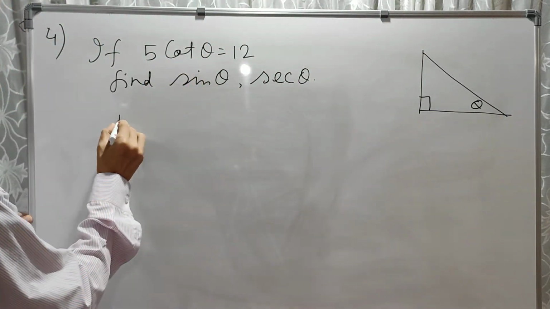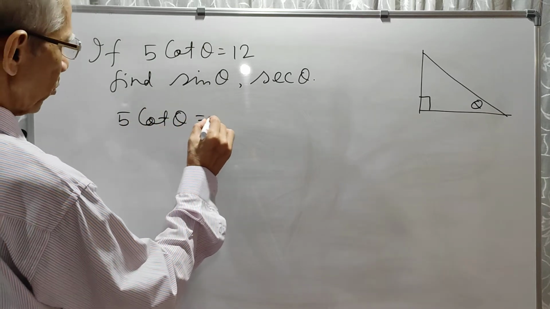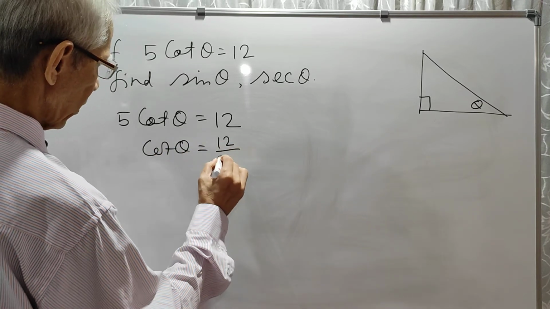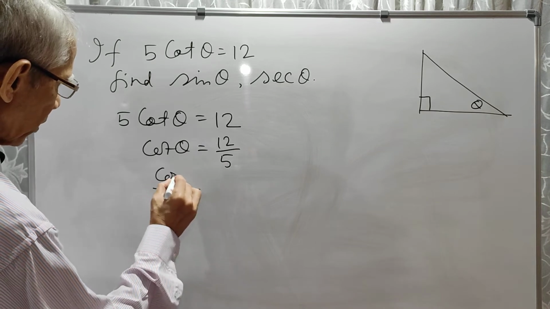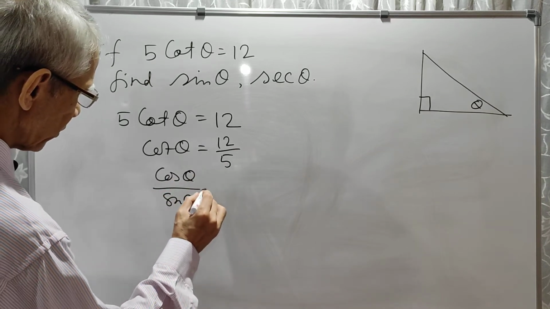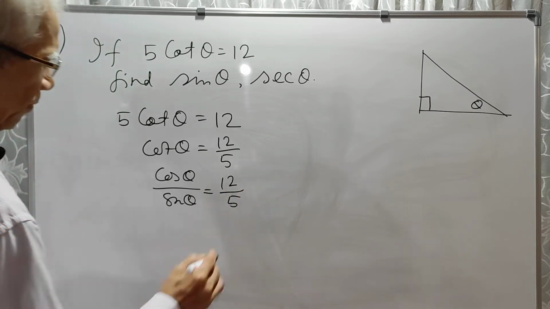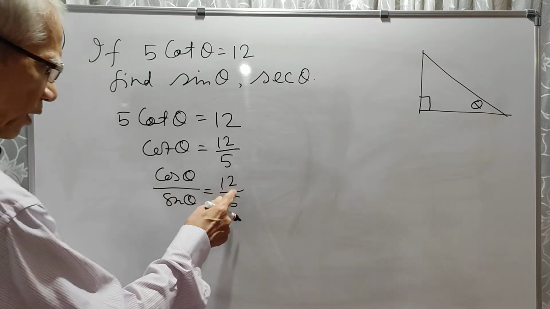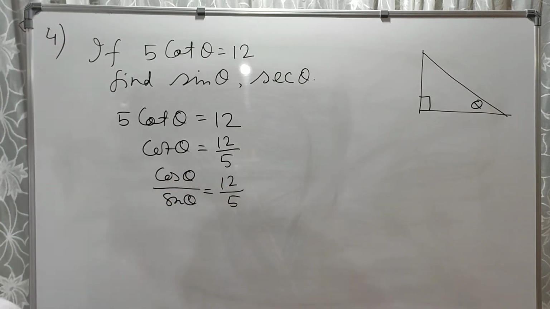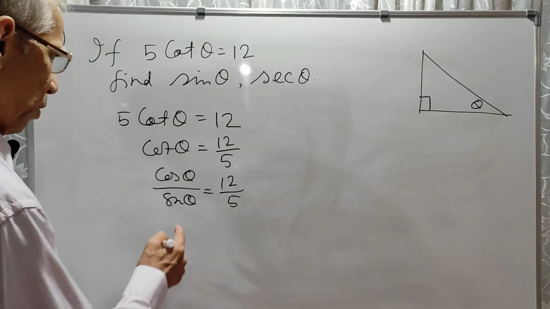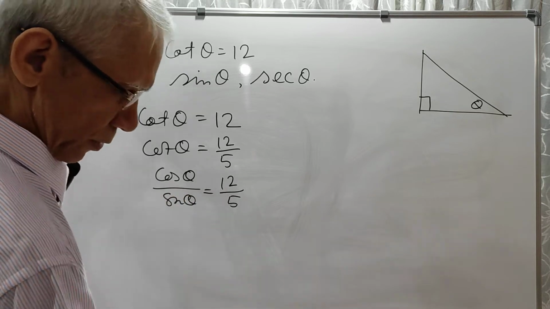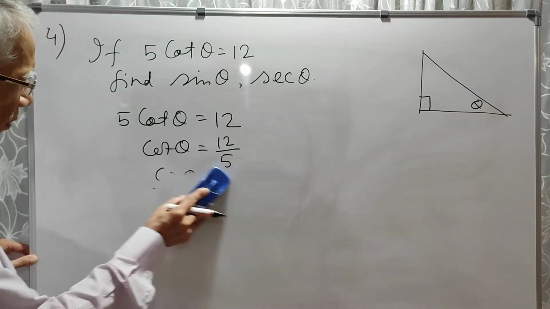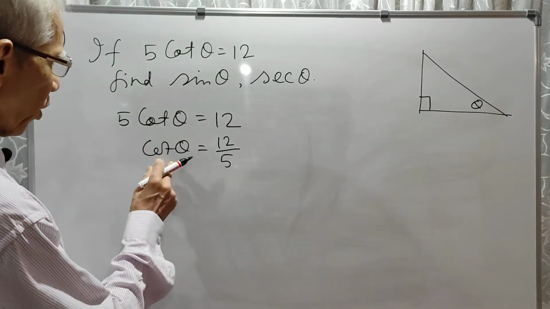Now see what is given. Given 5 cot theta equal to 12. That means cot theta equal to 12 by 5. Now cot theta is what? Cos theta by sin theta. So that is equal to 12 by 5. Okay. So this ratio is 12 by 5. Now cos theta by sin theta is 12 by 5. Okay, now we can do one thing. So we need not convert to cos theta. Now cot theta is 12 by 5.